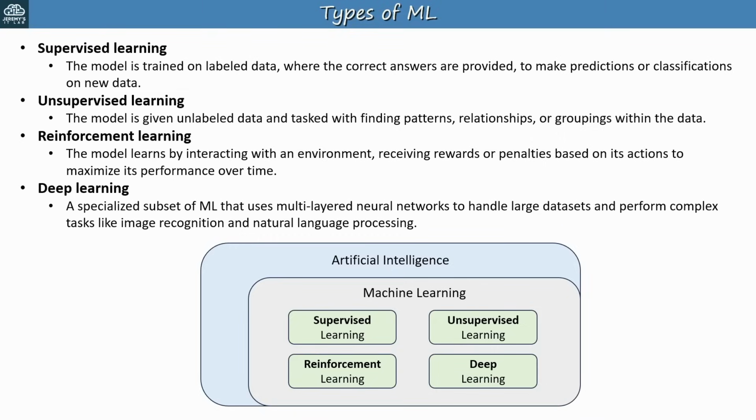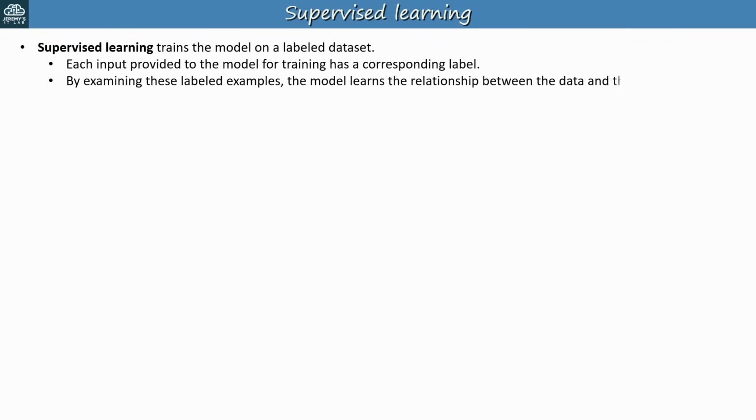Okay, now let's look deeper into each of these four types. We'll start with supervised learning, which trains the model on a labeled dataset. This means that each input provided to the model for training has a corresponding label. By examining these labeled examples, the model learns the relationship between the data and its given labels, building its understanding during the training phase.